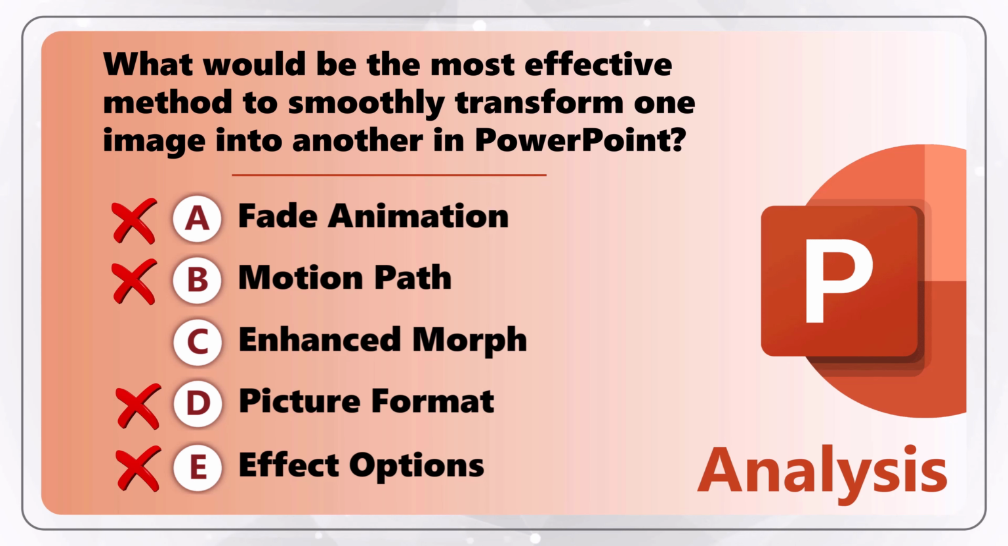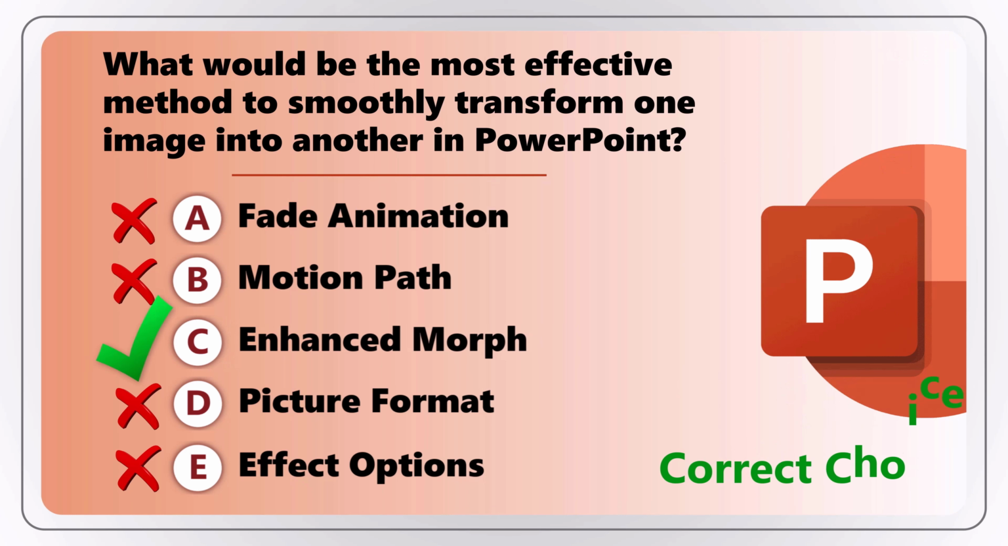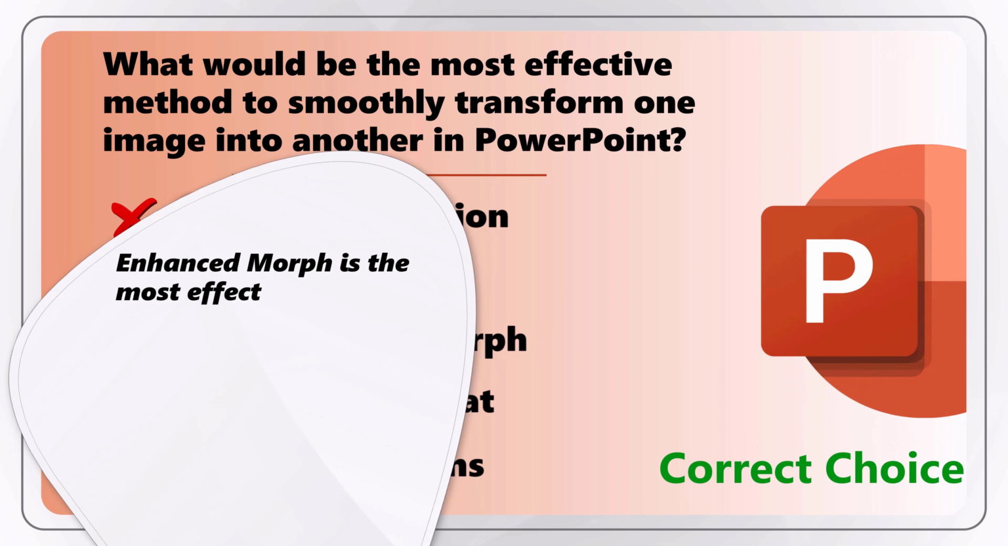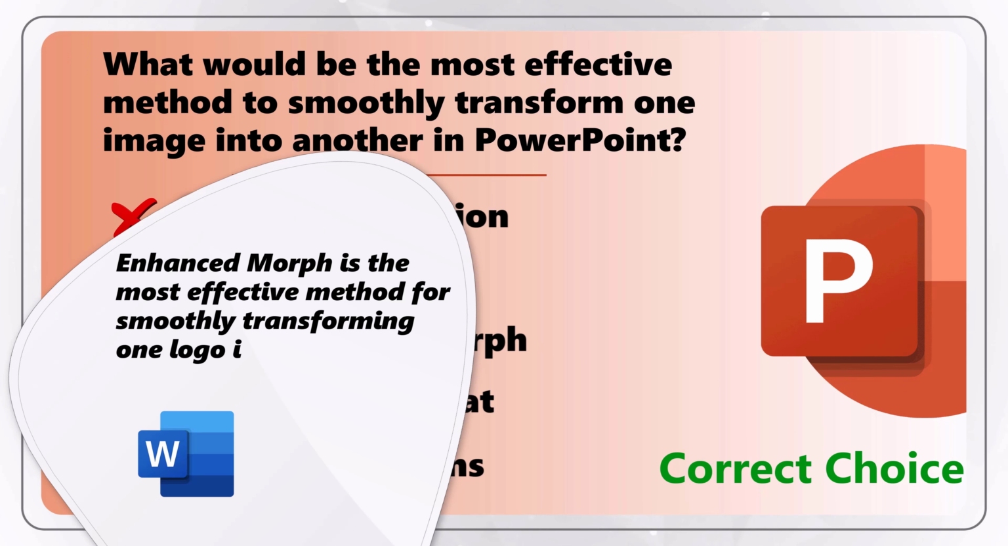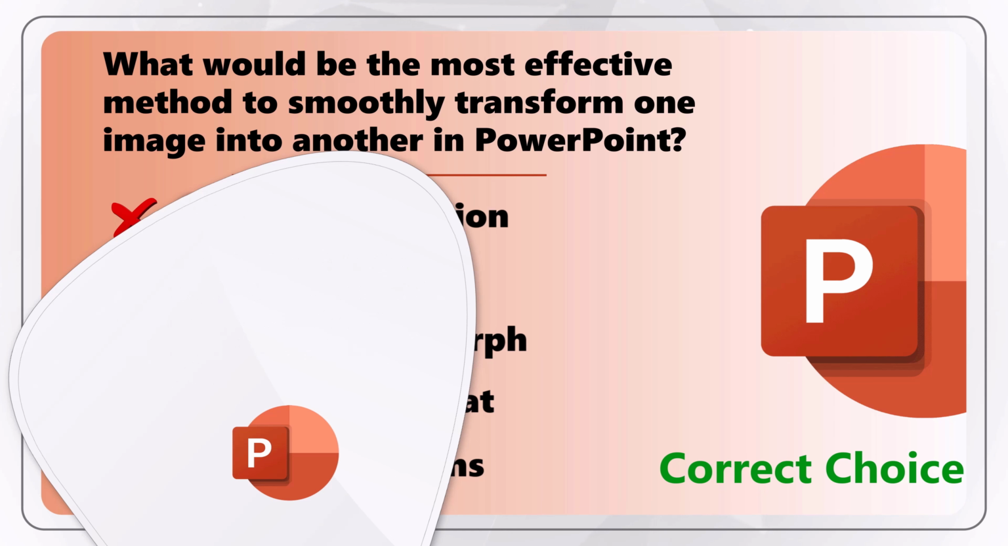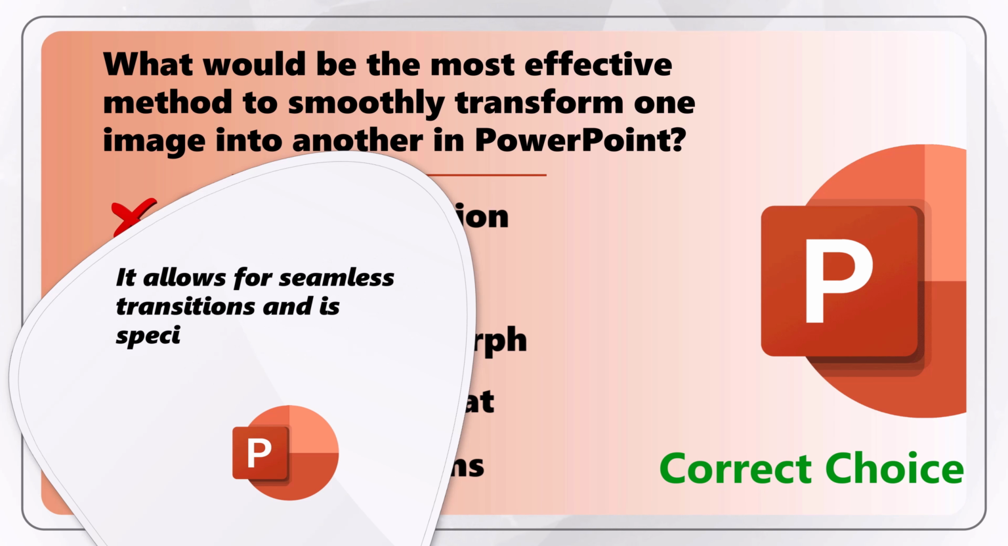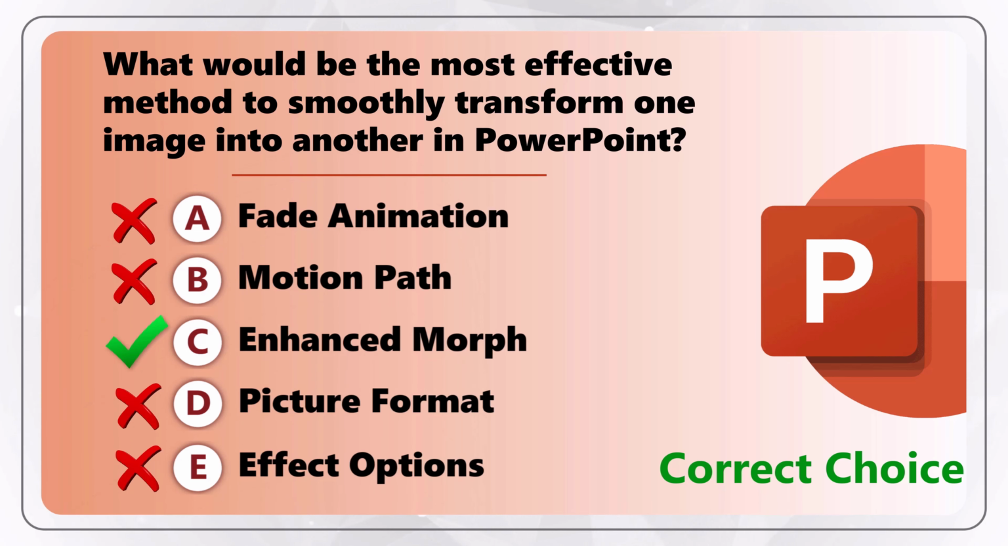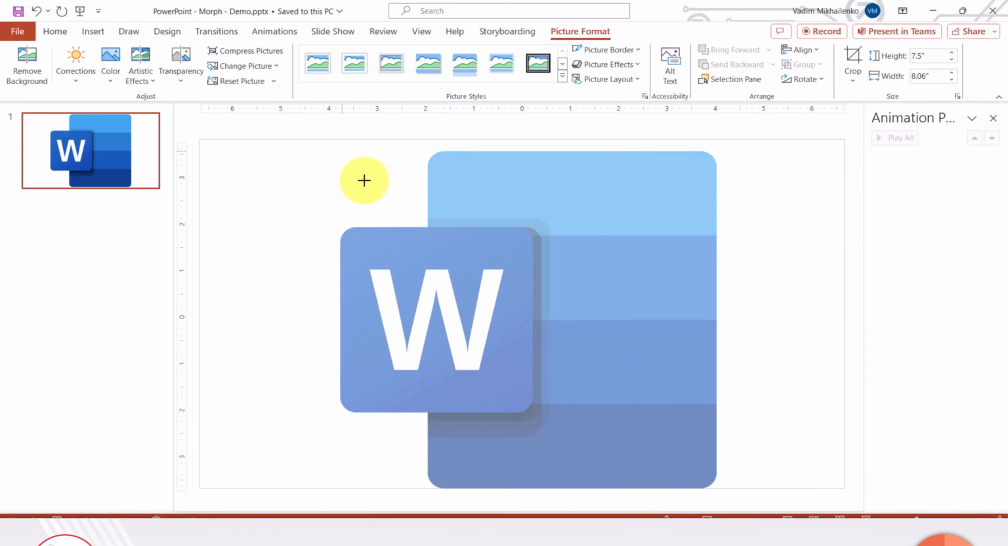Which leads us to correct choice C, enhanced morph feature. Enhanced morph is the most effective method to smoothly transform one logo image into another inside the PowerPoint. This allows for seamless transitions, and it is specifically designed for this purpose. Morph transformation is extremely easy to use.